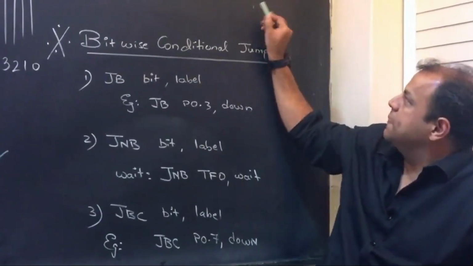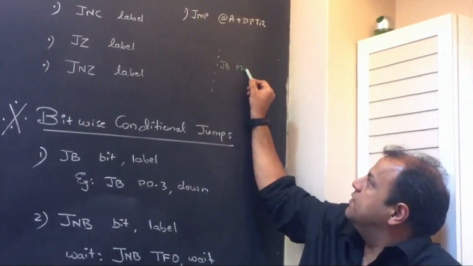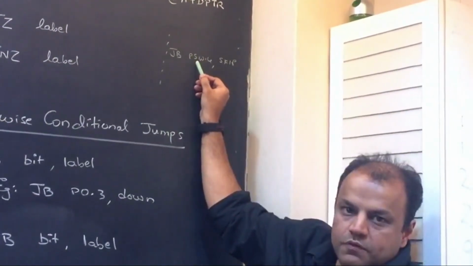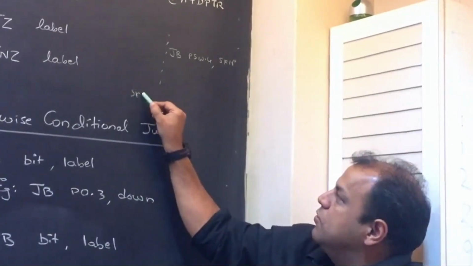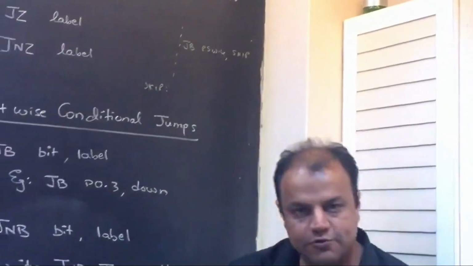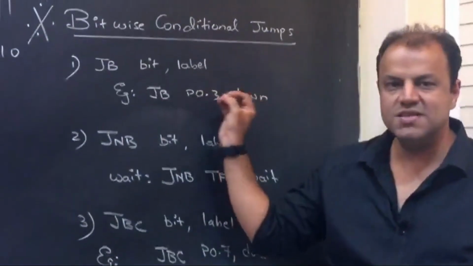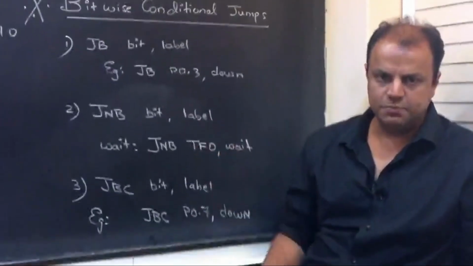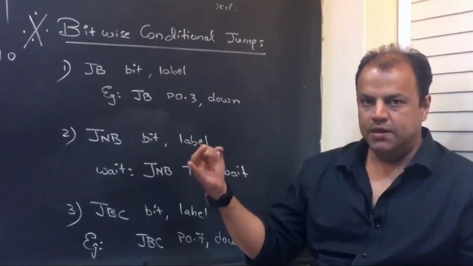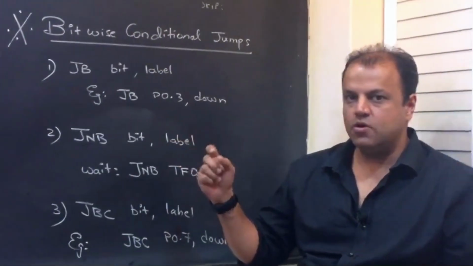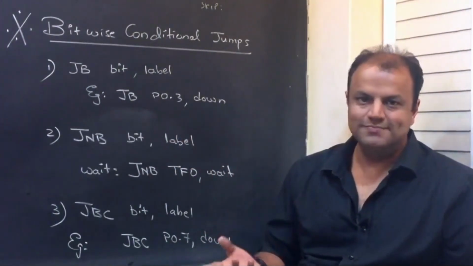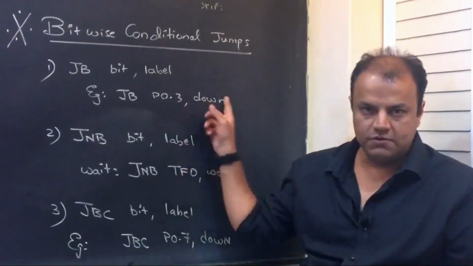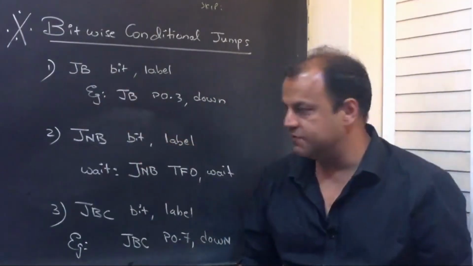This is your program. You've written JB PSW.4, skip. If PSW.4 is 1, the program will take a jump to the location skip, otherwise it will simply go to the next location. Please tell me, are you clear? So it's checking a single bit. That's why it's called a bitwise conditional instruction. It can be any bit of any register, whichever is bit addressable, of course. A, B, PSW, P0, P1, P2, P3, SCON, TCON, IE and IP are bit addressable. Out of those registers, it can check any bit and go to the location you've written. So that is JB, jump if bit.